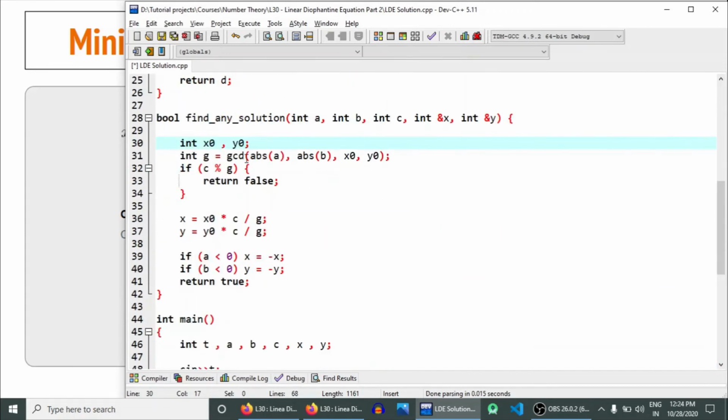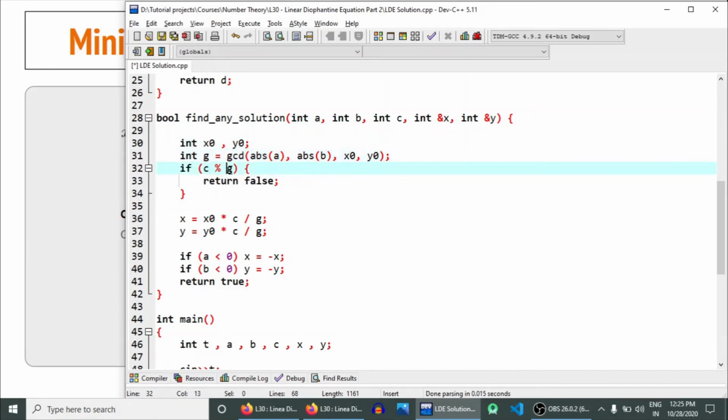How do we do that? We pass a and b, which can be negative, that is why I'm passing their absolute values, and we pass x0 and y0 here. So basically x0 and y0 will contain the solution of the LDA ax plus by is equal to gcd of a comma b. I have explained in the previous lecture why we do that. First we find x0 and y0, and of course the extended Euclidean algorithm will return the gcd.